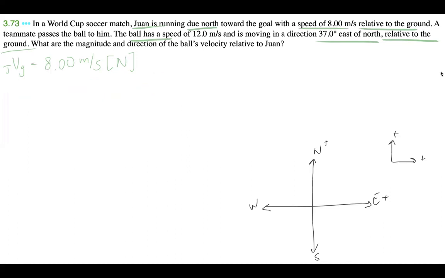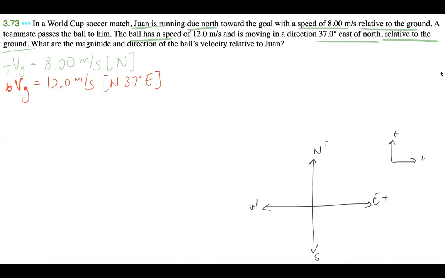So we have the ball relative to the ground is equal to 12.0 meters per second, north 37 degrees east. Okay, and let's draw those both on this compass right over here.